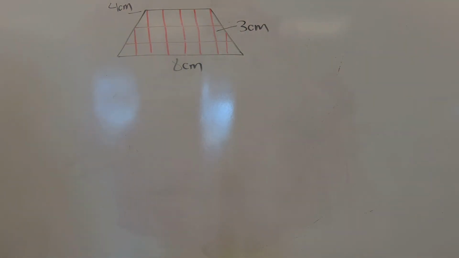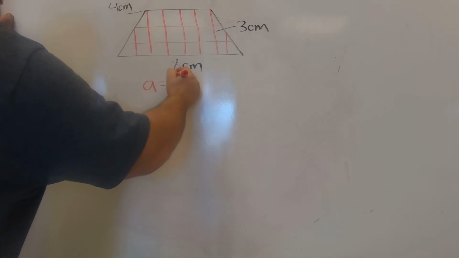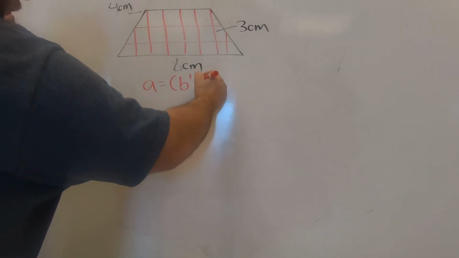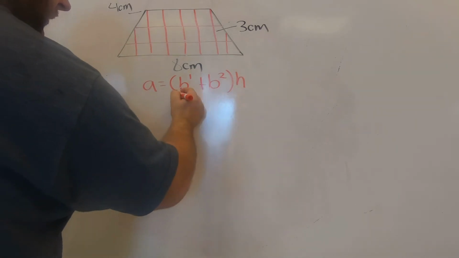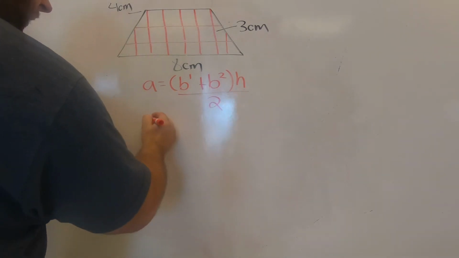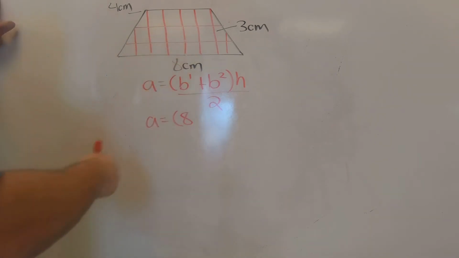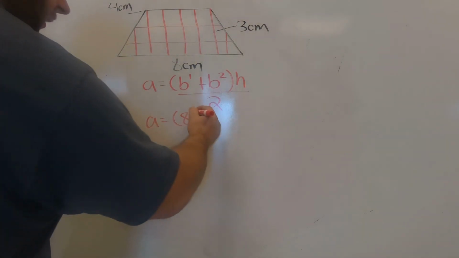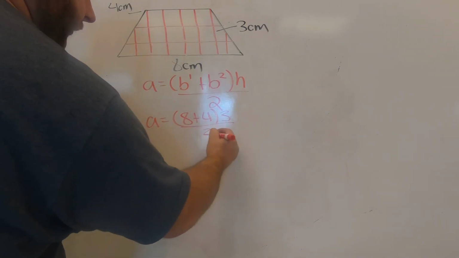Now think back. What formula can I use? Well, it's the same no matter what trapezoid I'm working on. It's area equals base 1 plus base 2 times the height divided by 2. So let's fill in the blanks. Base 1, let's just call it 8. It doesn't matter if you do 4 plus 8 or 8 plus 4. It's the same answer. Plus 4 times the height of 3 divided by 2.